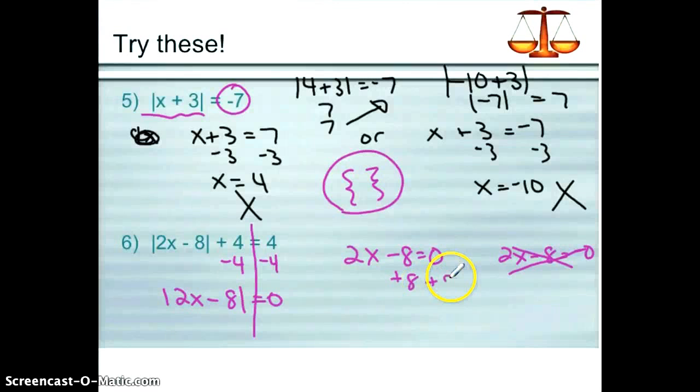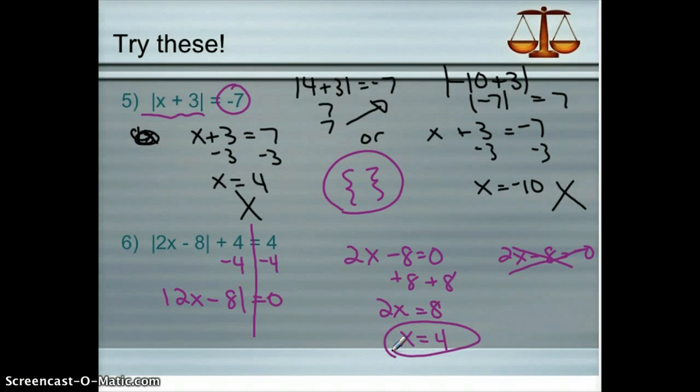So I'm going to add 8 to both sides. I get 2x equals 8. If I divide by 2, I get x equals 4. In this case, it's my only solution.